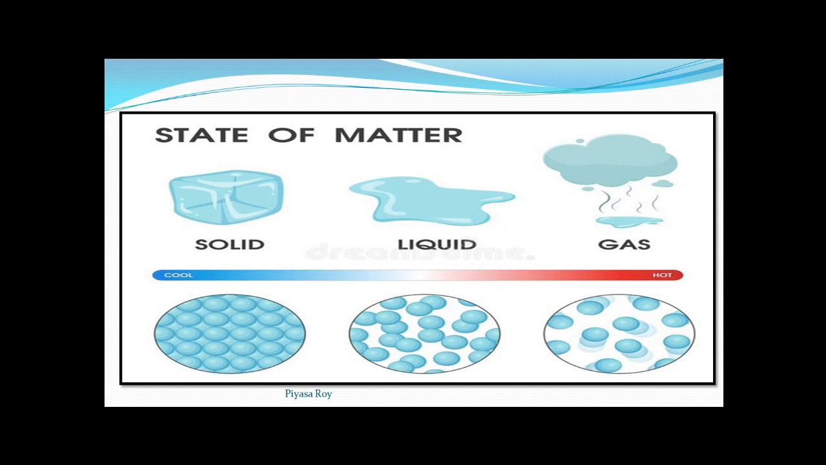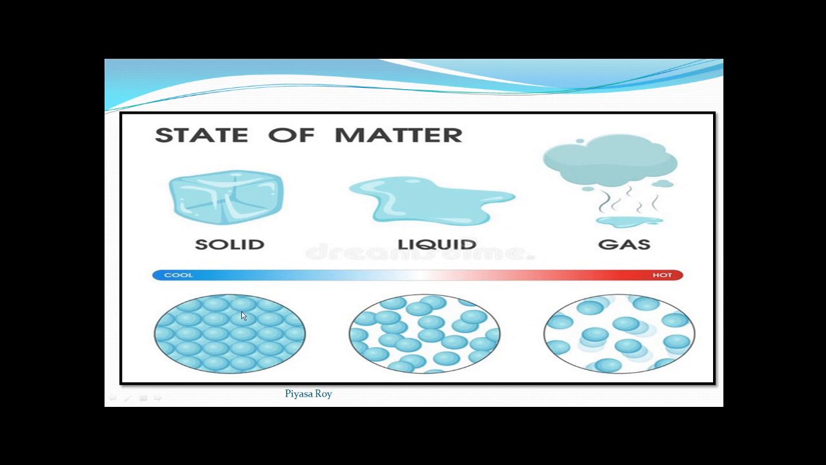There are generally five states of matter, but now we will be discussing the three states of matter, that is solid, liquid and gas. The other two states of matter are plasma and Bose-Einstein condensate. So now we will be discussing these three: solid, liquid and gas.